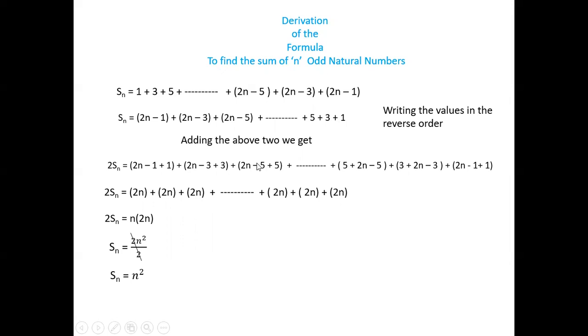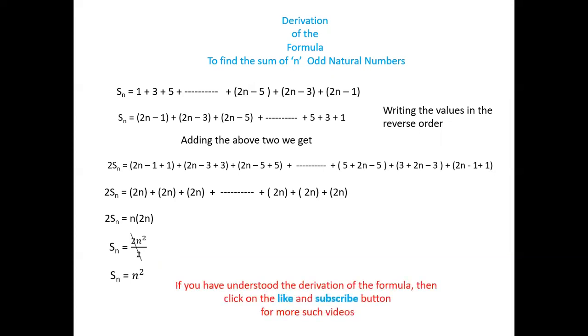5 minus 5 cancels and it's again 2n. Here also 5 minus 5 is 0, therefore this is also 2n. Here again 2n plus 2n. So here 2n plus 2n plus 2n, it has occurred n times. So it is n times 2n. So 2Sn is equal to n times 2n. So this n into n will be n square. So it becomes 2n square. Bring that 2 down, it becomes 2n square divided by 2. 2 cancels. Sn is equal to n square. That is, the sum of all odd natural numbers is n square.